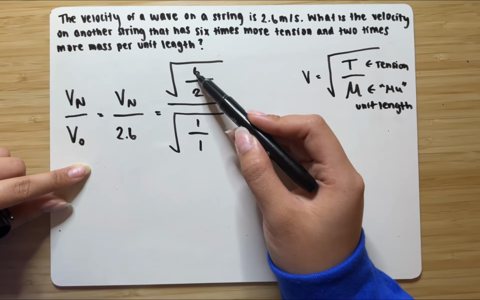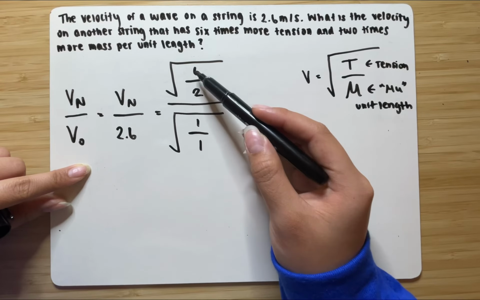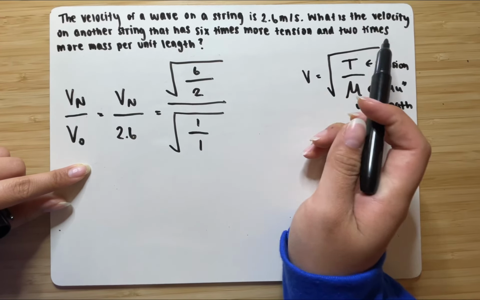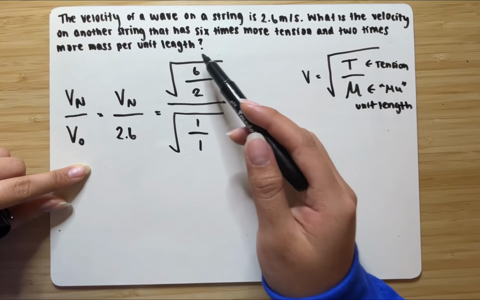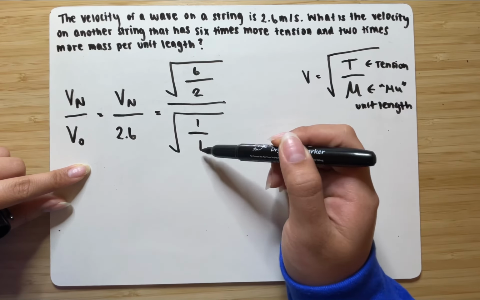You see how these match? Because tension is 6 times more. 6 is 6 times more than 1. Mass is 2 times more than the original. 2 is 2 times more than 1. Okay?